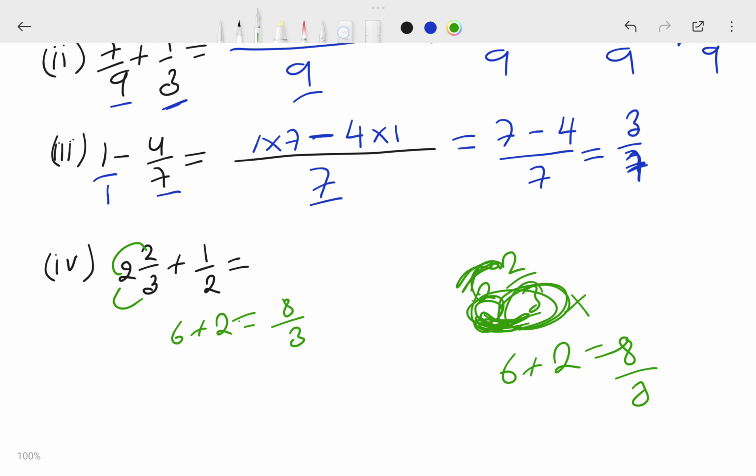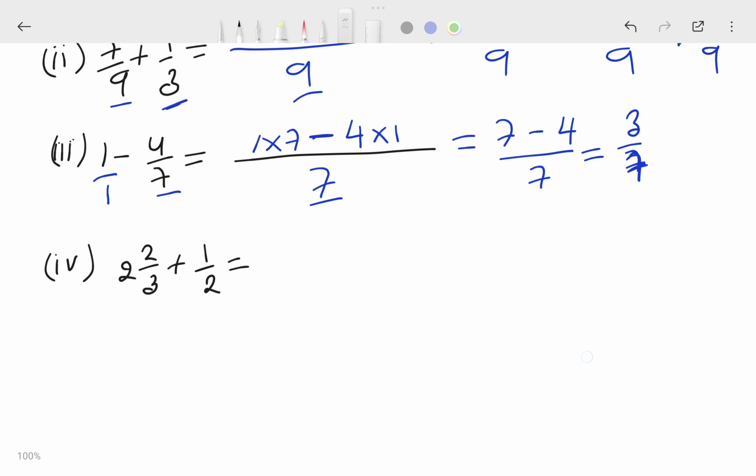So like that, here it's happening. Okay? So don't be confused about how it works. I don't know how they did it. Okay, so don't think about it. This is very simple. So this is 2 into 3, that's 6. 6 plus 2, that's 8. Then it is going to be 8 by 3, and here it is plus 1 by 2.